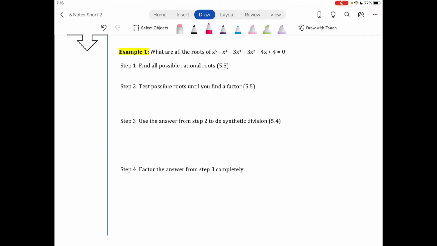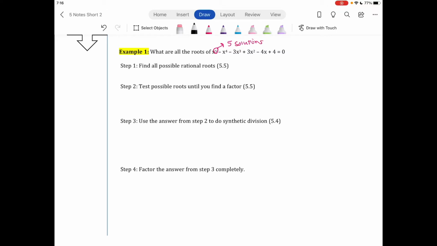Let's say we want to find all of the roots of this given polynomial. Based on the fundamental theorem of algebra, since the highest exponent is 5, we know we are looking for 5 solutions. However, the way we find those 5 solutions has not changed from the lesson we did yesterday.